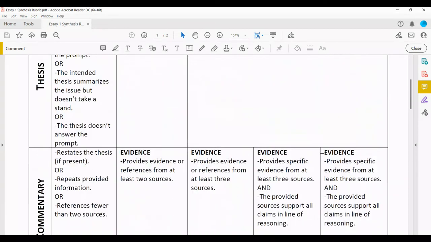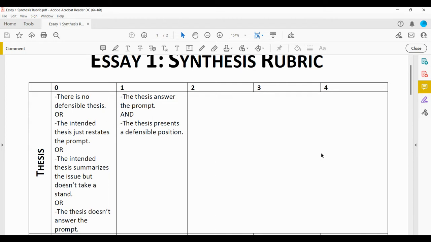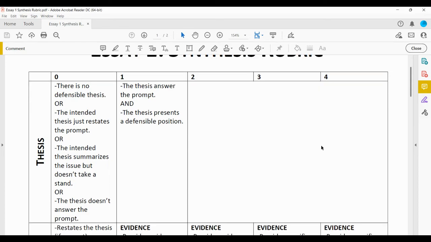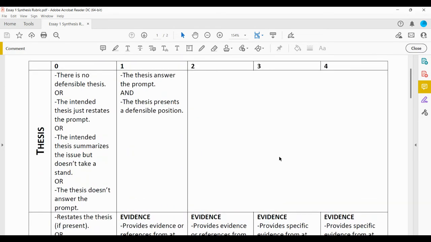sophistication. A 4 is considered a passing, quote unquote, or adequate essay. So that is your goal, to earn a 4 or higher on your synthesis essay. So, how do you do that? Let's take a look at these 3 categories and I will explain. So, in order to earn your thesis point, there are 2 things that you need to do.